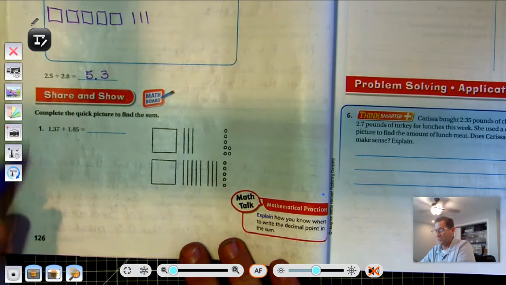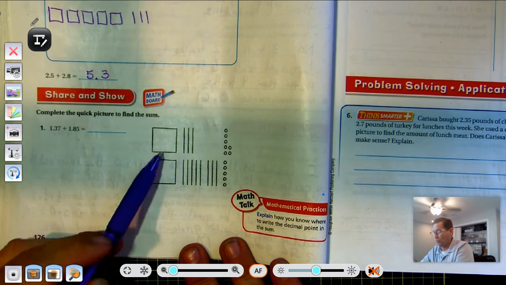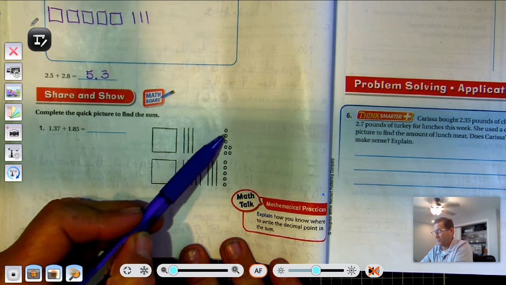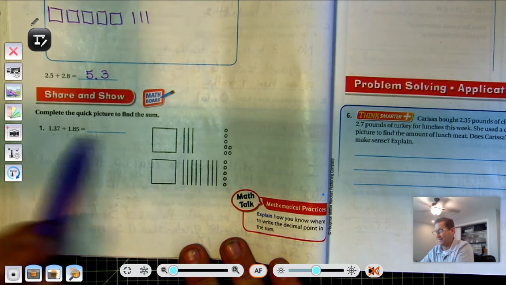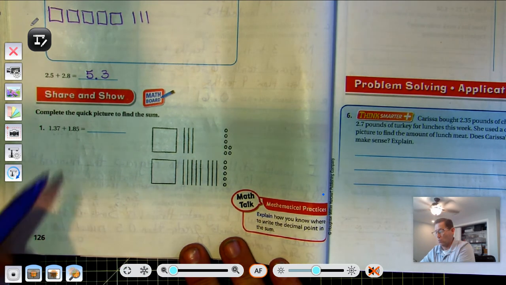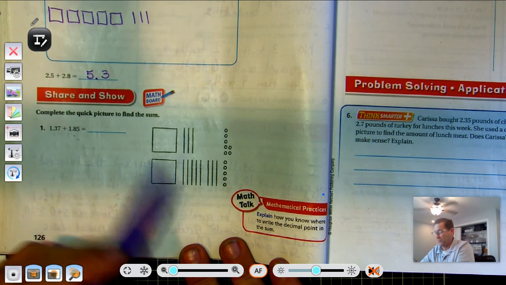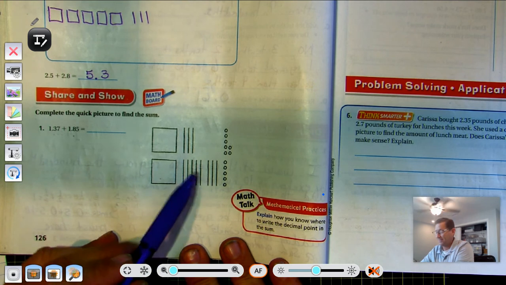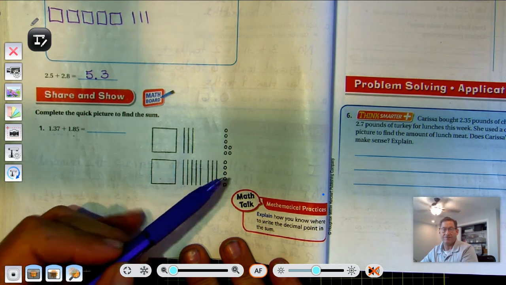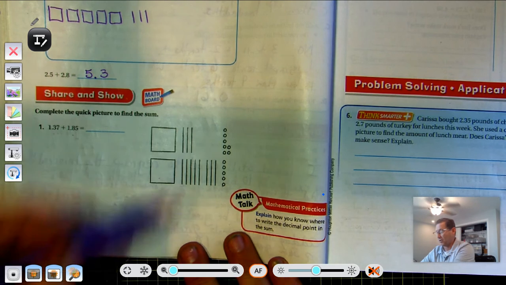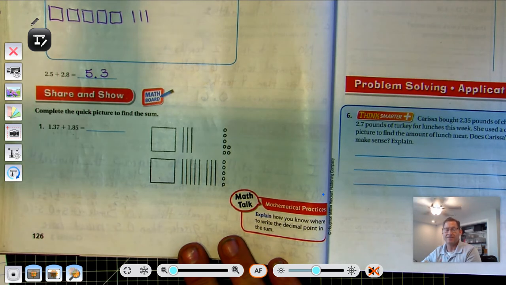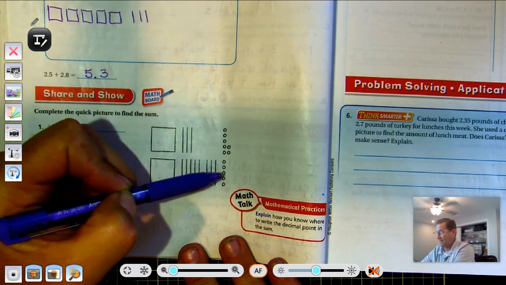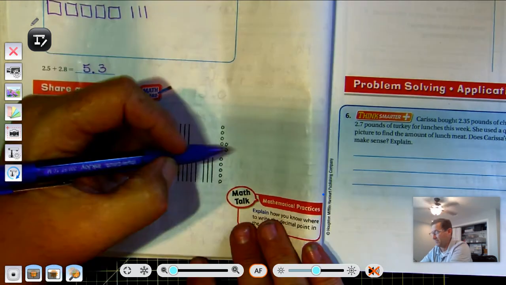Number 1. So 1 and 37 hundredths. 1, 3/10. 1, 2, 3, 4, 5, 6, 7 hundredths. 1 and 85 hundredths. 1, 1, 2, 3, 4, 5, 6, 7, 8/10. 1, 2, 3, 4, 5 hundredths. All right, so let's start with the hundredths and see if we have to regroup. 2, 4, 5, 6, 7, 8, 9, 10, 11, 12 hundredths, yeah, we have to regroup.